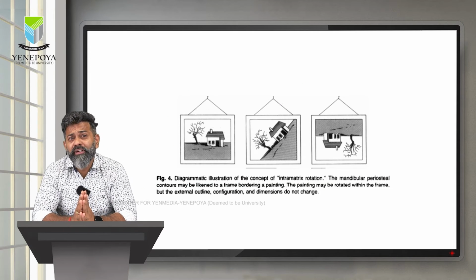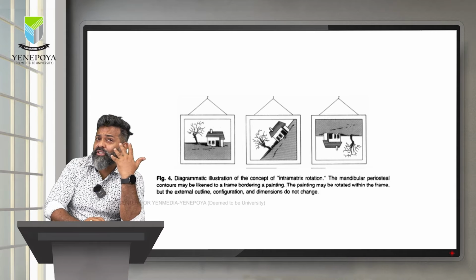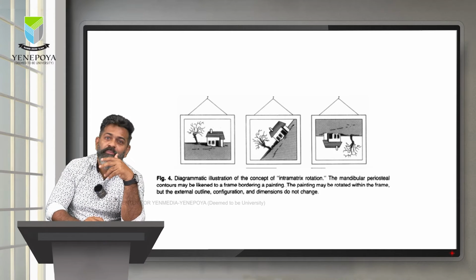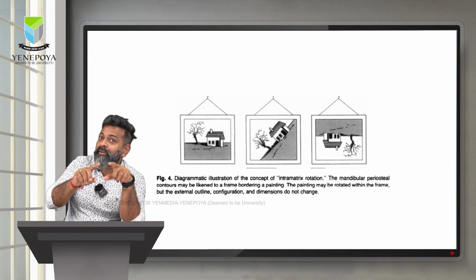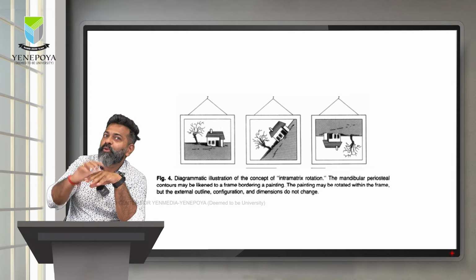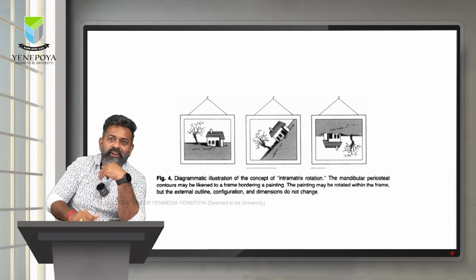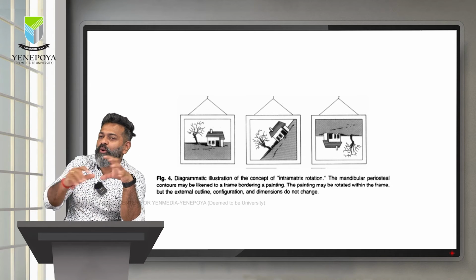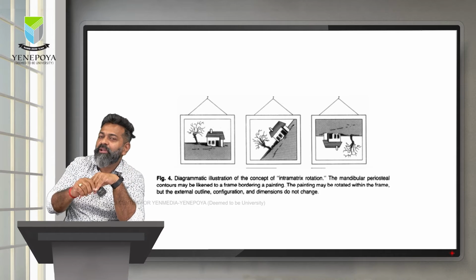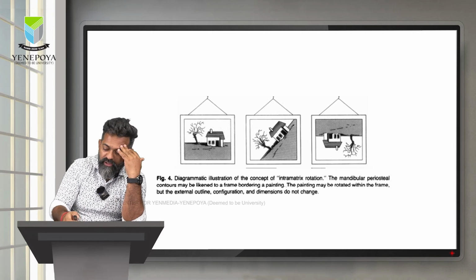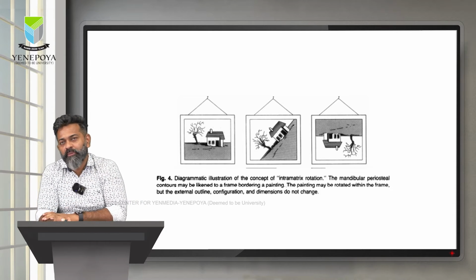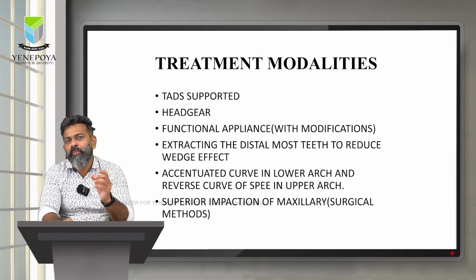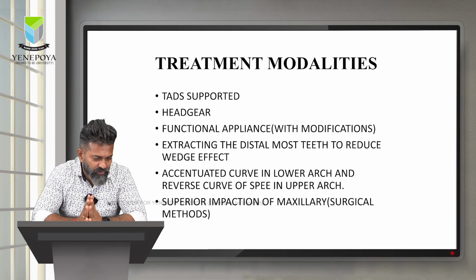Now, this is the beautiful diagrammatic illustration of the concept of intramatrix rotation, which is given by Björk. According to him, the framework around the painting remains the same, though the painting may rotate inside the frame. This means there may be enormous remodeling happening inside the corpus of the mandible, but the outline of the mandible looks the same. This beautiful concept was given by Björk. Okay, we have brushed across the remodeling and rotation of the jaws till now.